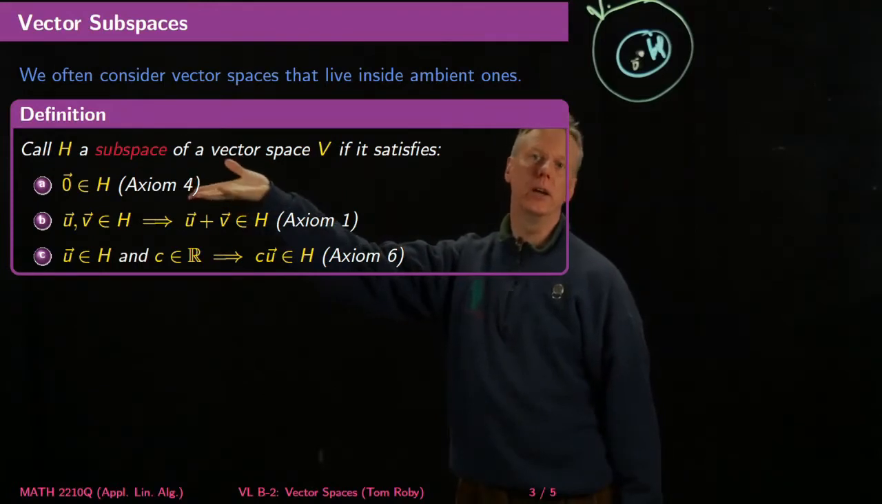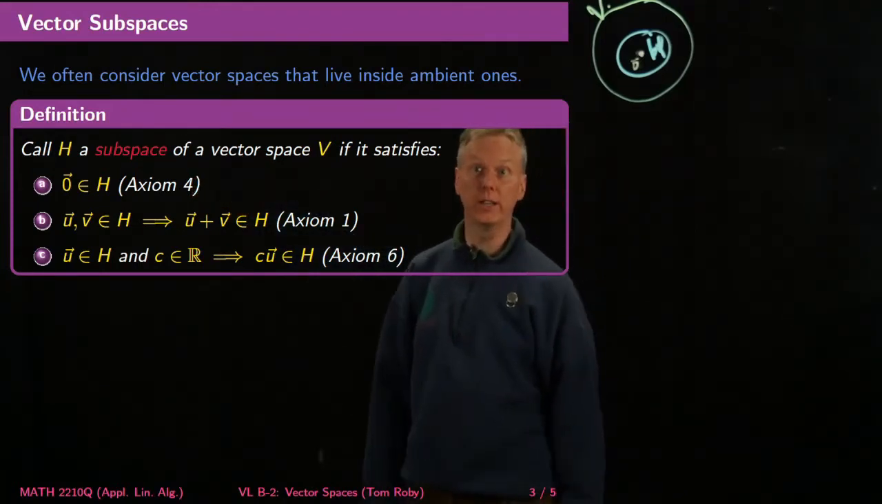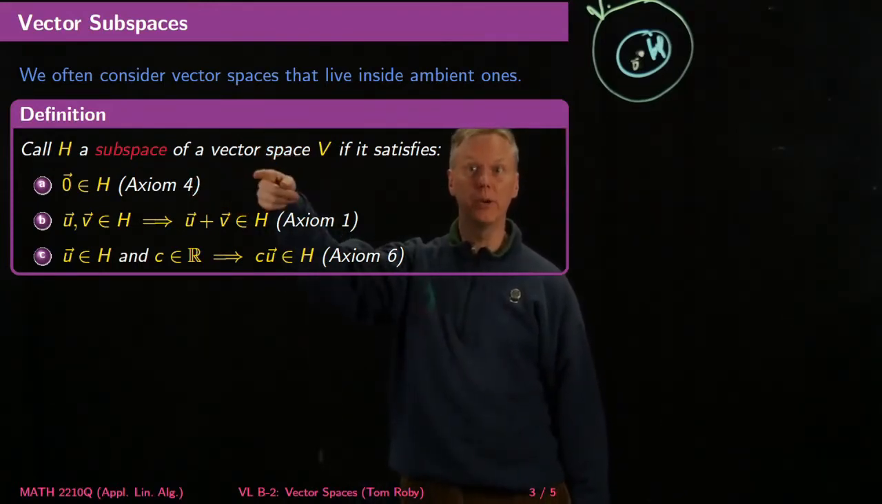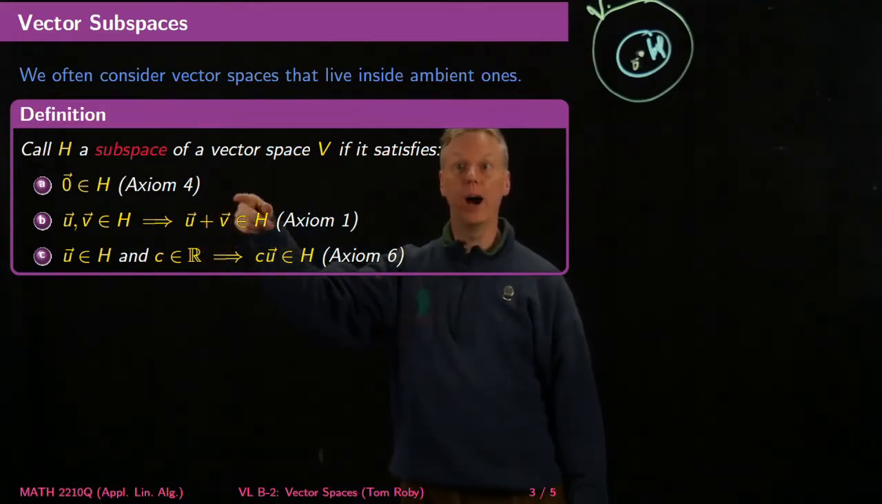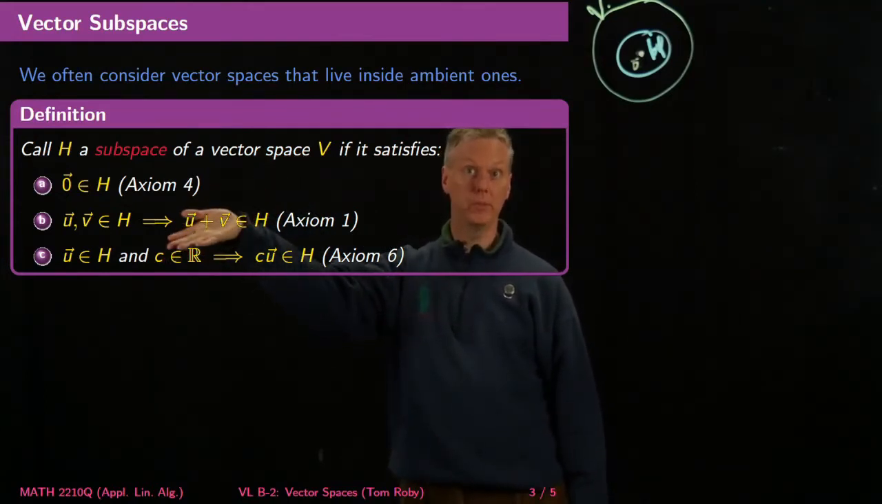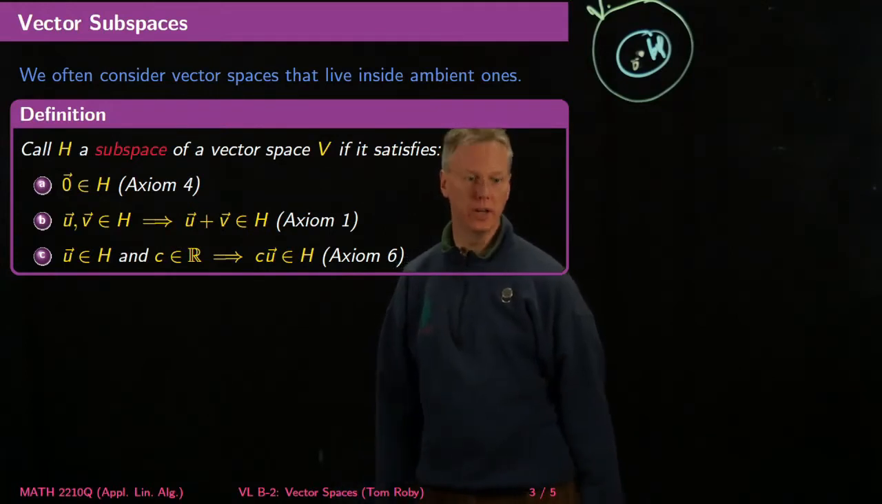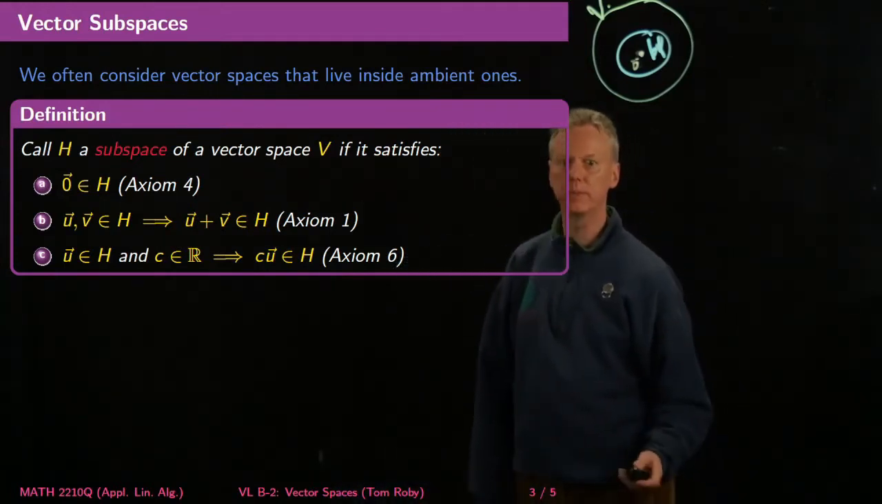And checking for 0 is equivalent to checking that it's non-empty. Because if I had anything that was non-zero in it, then I could always multiply by the 0 real number and get 0 that way, because that's one of my axioms.